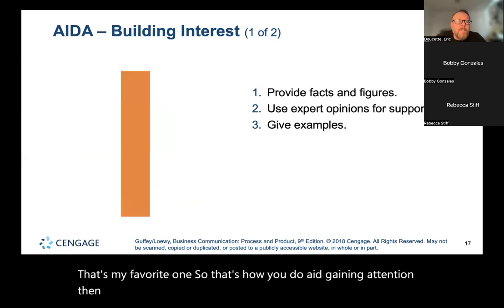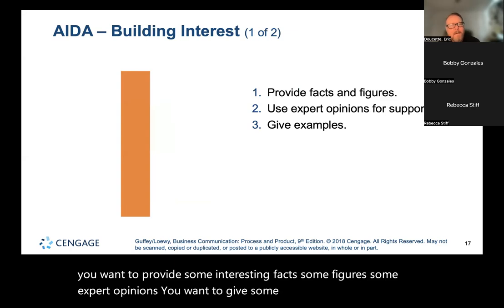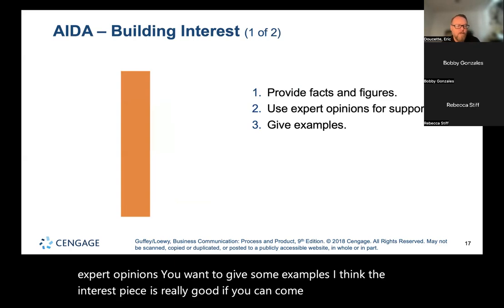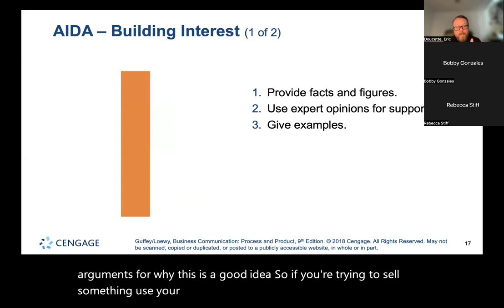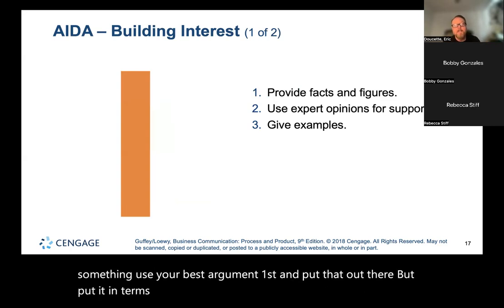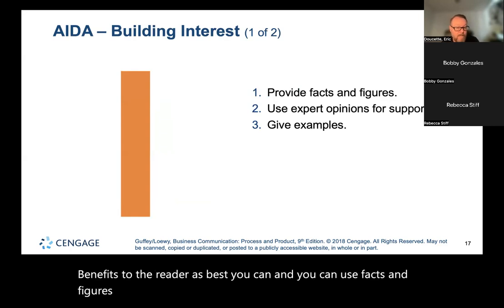Then it moves to interest. So now you want to build my interest. So you want to provide some interesting facts, some figures, some expert opinions. You want to give some examples. I think the interest piece is really good if you can come up with some good arguments for why this is a good idea. So if you're trying to sell something, use your best argument first, and put that out there, but put it in terms of benefits to the reader as best you can. And you can use facts and figures, but tie those facts and figures to benefits to the reader.